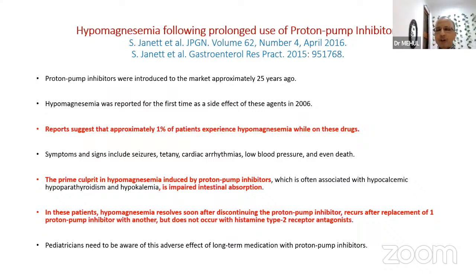So what was the reason for hypomagnesemia in this child over the past 3 years? This is one of the important reports of hypomagnesemia following prolonged use of proton pump inhibitors. Unfortunately, PPIs have become one of the most widely abused medicines in both adult medicine and to some extent in pediatric practice as well. This was first introduced in the market about 30 years ago, and hypomagnesemia was reported as a side effect of this agent about 15 years after its entry into the market. It has been believed that about 1% of patients on chronic PPI therapy would experience hypomagnesemia, and that's a good percentage of patients who are receiving PPIs.